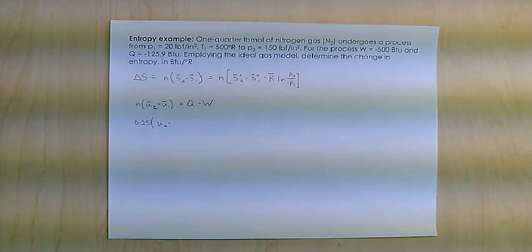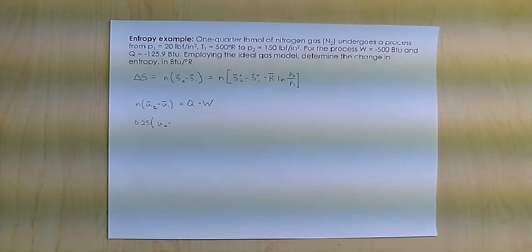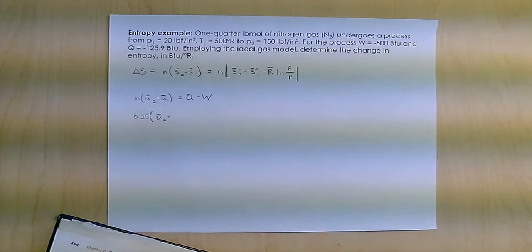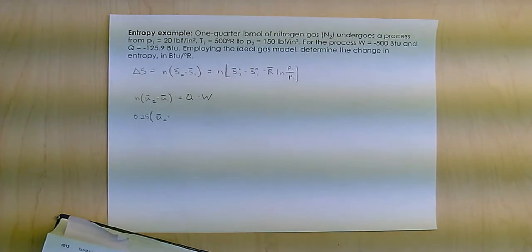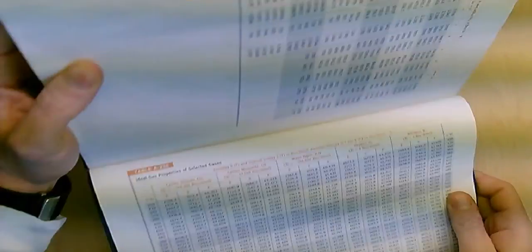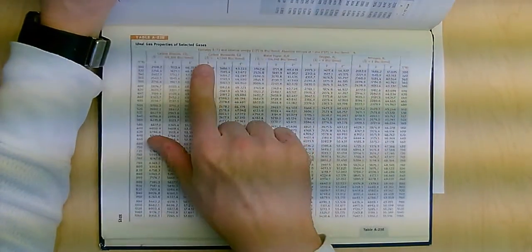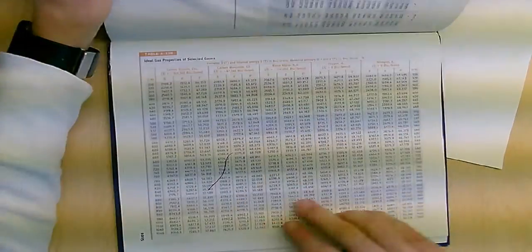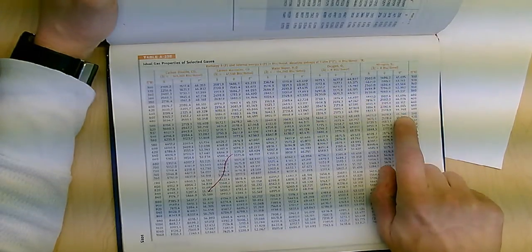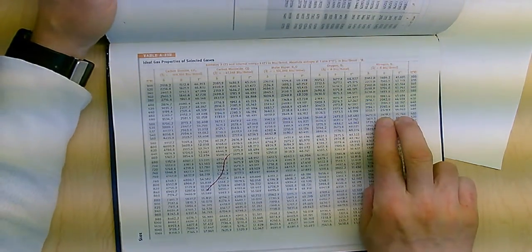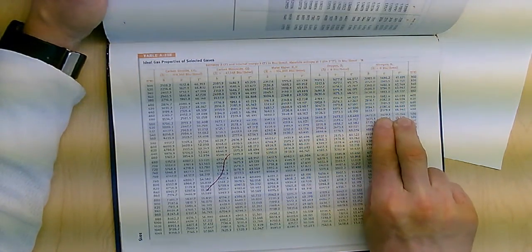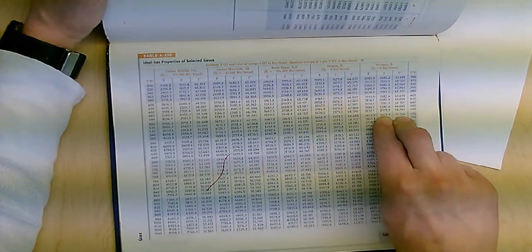So this is where I'm going to grab my book and look up, for nitrogen at 500 degrees Rankine, what the value is. So I go here to table A-23. I have nitrogen way over here. I go down to 500 degrees Rankine, and I got a U value and an S value. The U value is 2479.3, and the S value is 45.246.